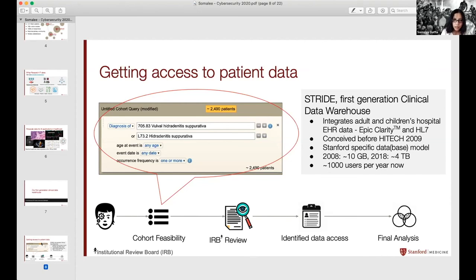So they can ask how many people have a certain diagnosis, and they get an answer, in this particular case, 2,490. So based on that, they decide if this is statistically relevant enough for the study they want to do. They go through this process called institutional review board. Then they get access to identified data. Then they start doing their analysis.